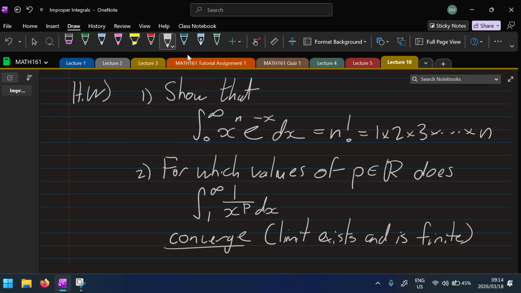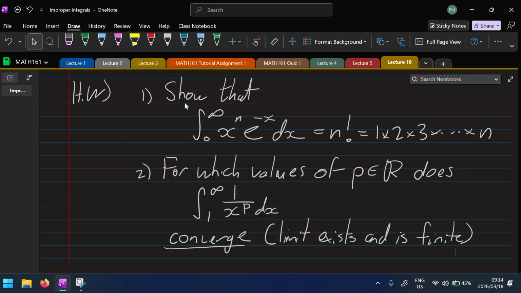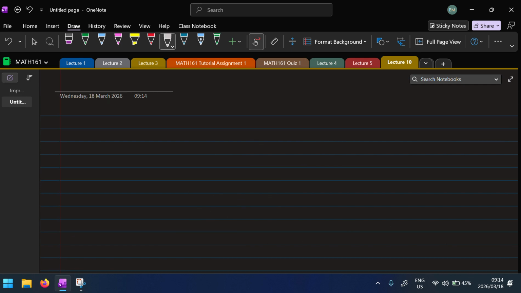Good. Okay, so that was type 1 improper integrals, where you have that infinity in the bounds. Type 2 improper integrals is a little bit more tricky. Okay, so type 2: vertical asymptotes.